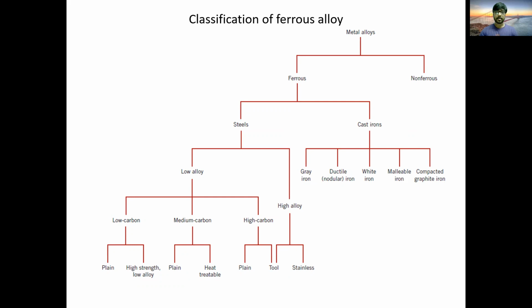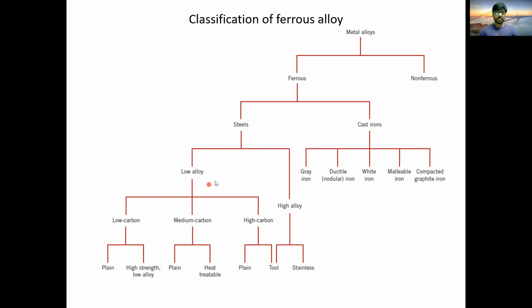If we look at the metal alloys, they are classified into two sections: one is ferrous, another one is non-ferrous. The ferrous alloys are also classified into two types: one is steels and another one is cast irons. Steel is classified based on its alloy materials into two subclasses: low alloy steels and high alloy steels.